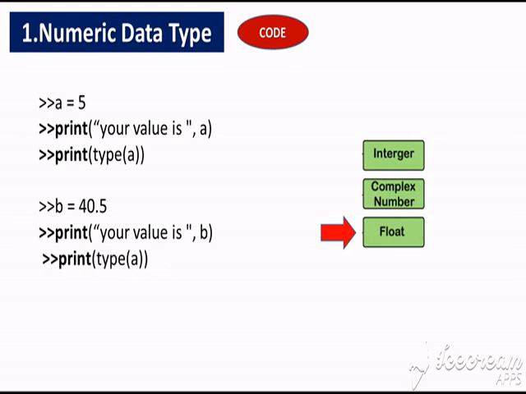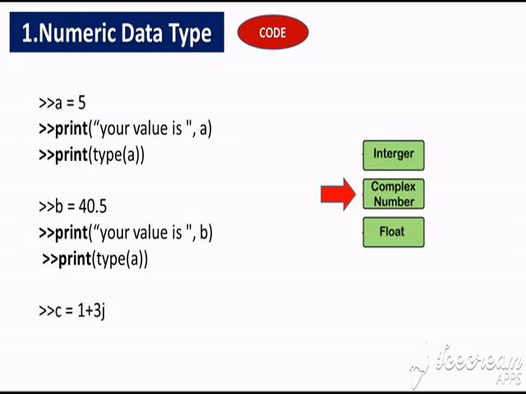Okay, we can also give the print type A. Basically here print type B should be, because I am interested to know the type of B. Okay, now the next one is complex number.